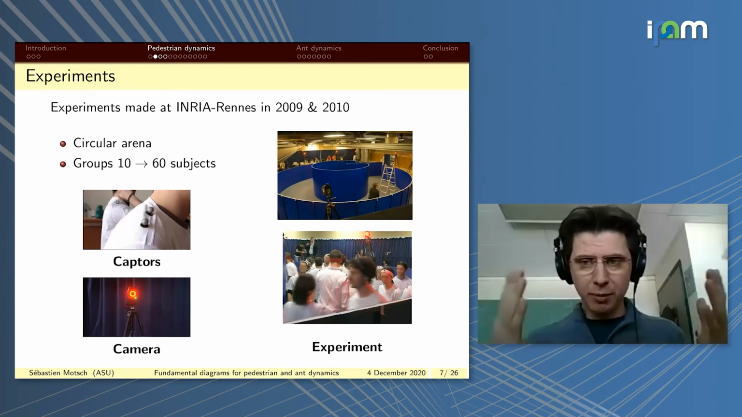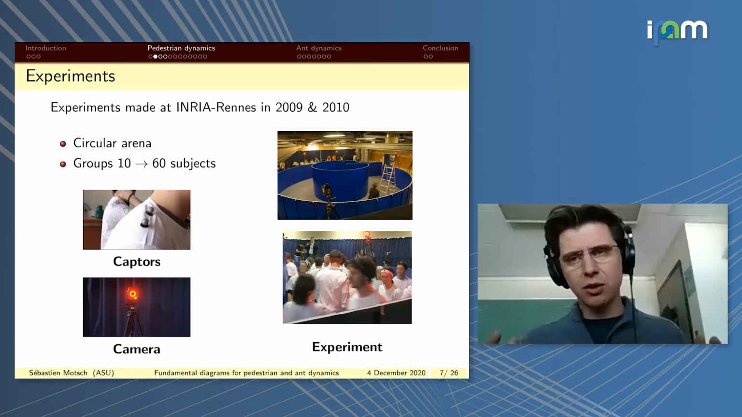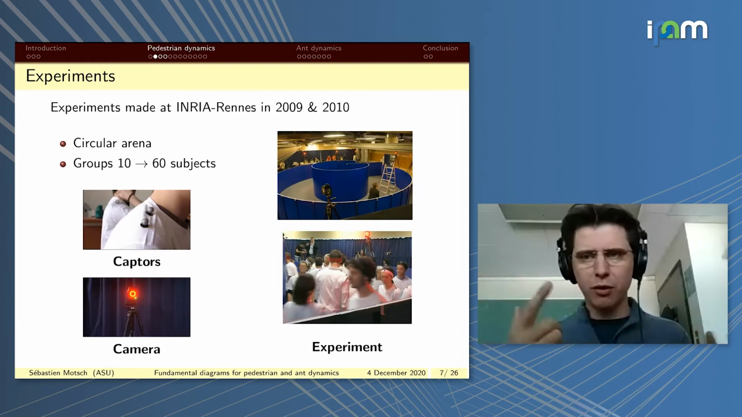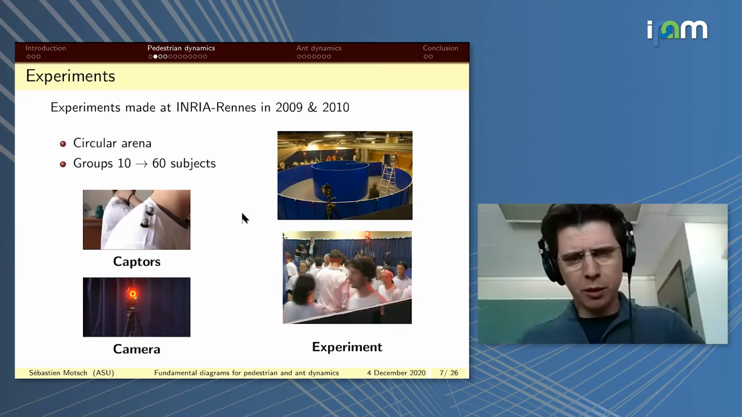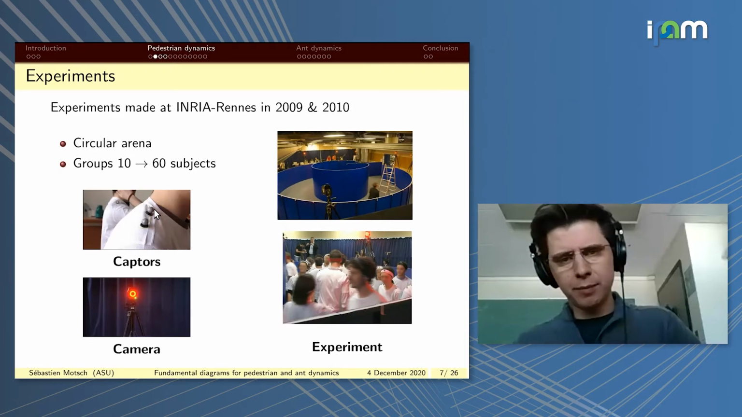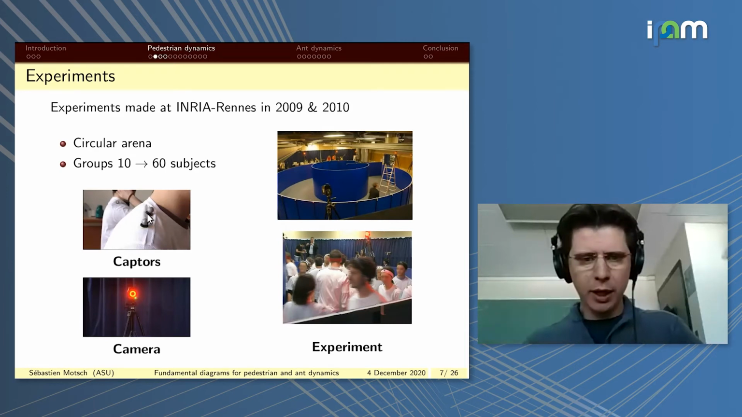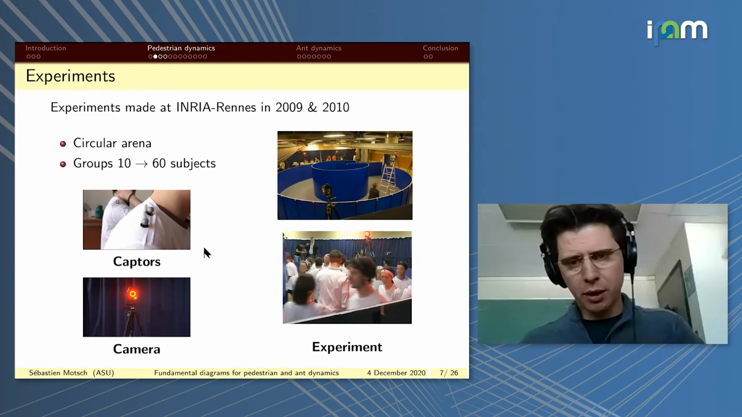So you don't have any boundary conditions, so it's easier. You remove one aspect, that's inflow, outflow, etc. And during the experiment, I think we go up to 60 people inside this arena. They have a different set of captors on the shirt and on the front hand as well. And there's a camera recording the motion.